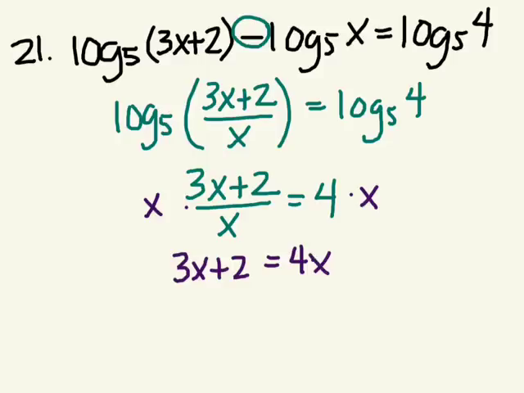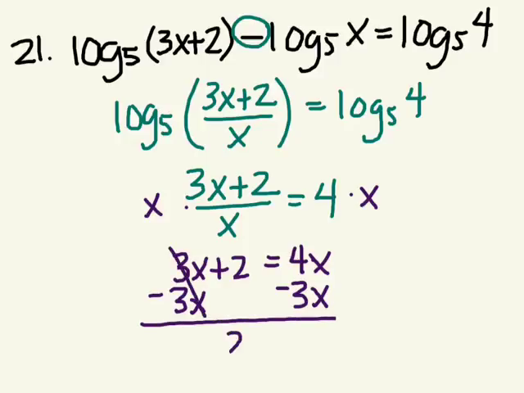And it moves to the right. So on the right, we have just 4x. Now we can move our 3x over. And we have x equals 2.